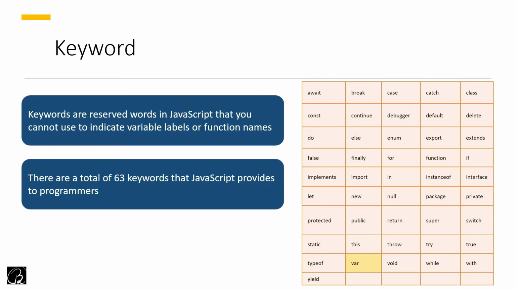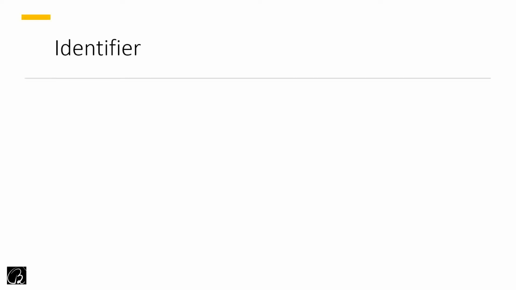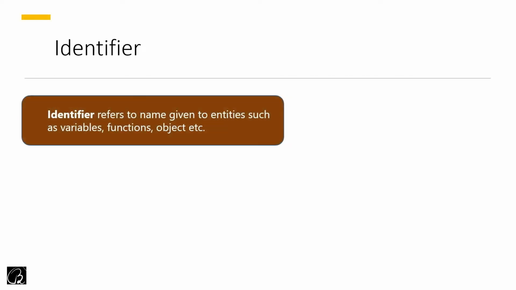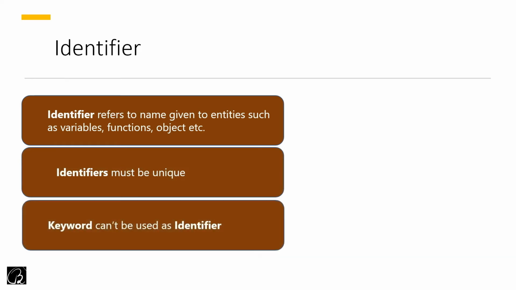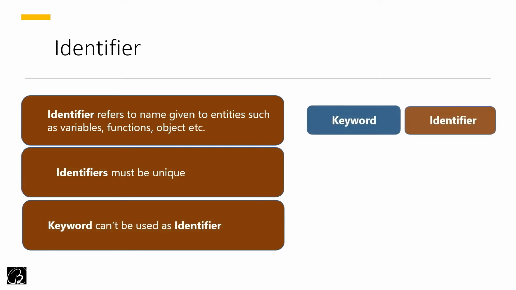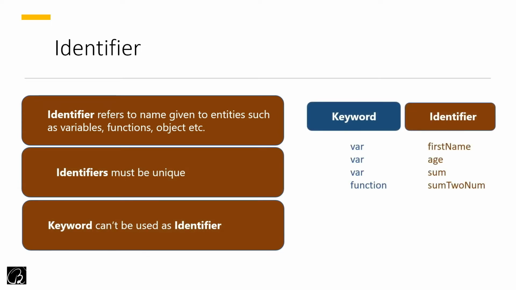Now we have another concept called identifier. An identifier refers to the name that we give to entities like variable, function, object, etc. Also, identifiers must be unique and we cannot use a keyword as an identifier. Let's see an example. I told you var is a keyword, right? Function is a keyword. But what is the identifier? The identifier is nothing but the variable name.